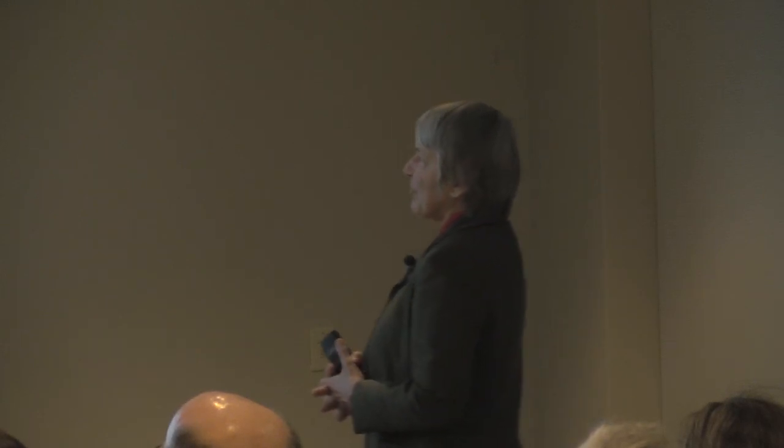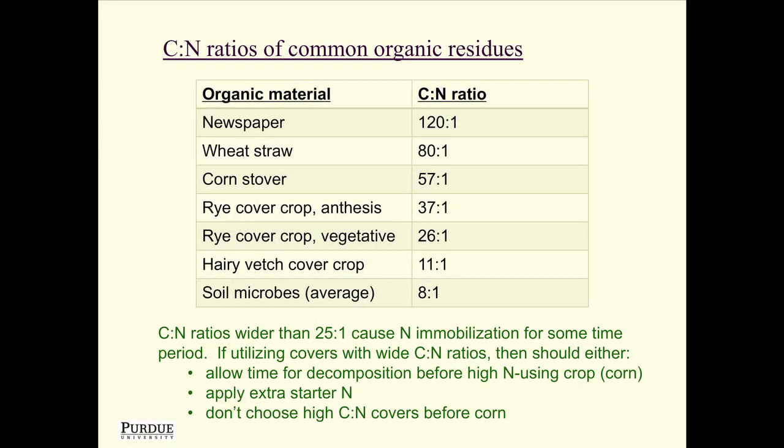Okay, carbon-nitrogen ratios, just very briefly. This is one of the ways that we try to at least qualitatively get at whether nitrogen is going to be tied up or released and how quickly. So this particular table here, if you're looking at the microorganisms themselves, they have a narrow carbon to nitrogen ratio. If you look at legumes, and hairy vetch is the one illustrated here, it also has a narrow carbon-nitrogen ratio, about 11 to 1. The benchmark is a carbon-nitrogen ratio of right around 25 to 1.